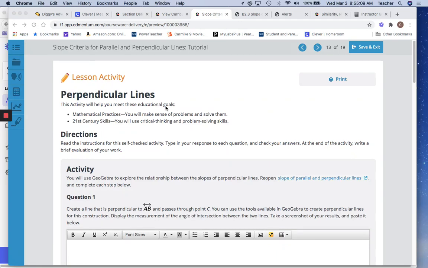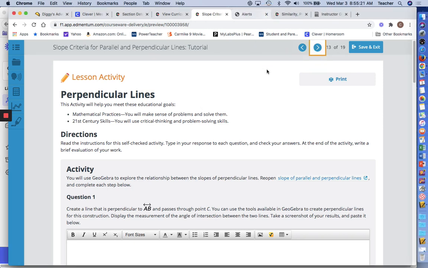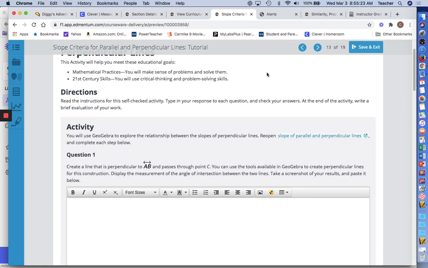All right, back to slope criteria for parallel and perpendicular. In the last video, we learned that parallel lines have the same slope. Perpendicular lines, this one right here, slide 13, they're going to have opposite reciprocal slopes. All right, so let's see what we got here.